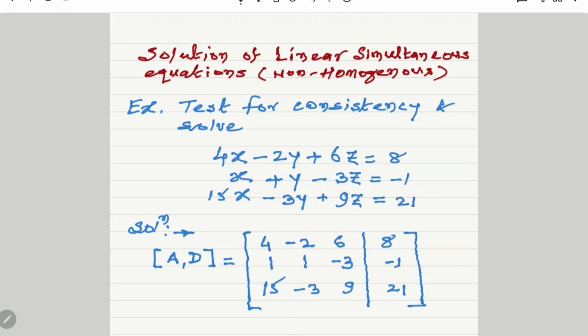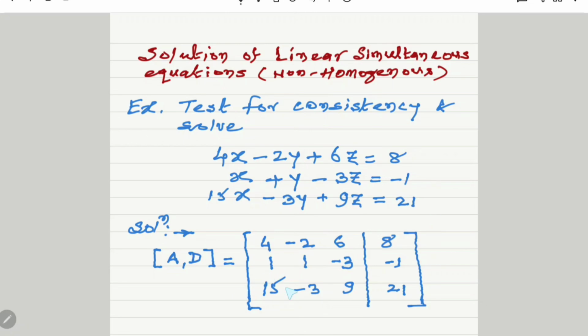Let us solve the problem: test for consistency and hence solve. Equations are 4x minus 2y plus 6z equals 8. Second equation is x plus y minus 3z equals minus 1. And third, 15x minus 3y plus 9z equals 21. Why is it called non-homogeneous? As the values on the right hand side of the equations are not equal to 0. If any one is non-zero, then that system is said to be a non-homogeneous type. Here it is non-homogeneous type.